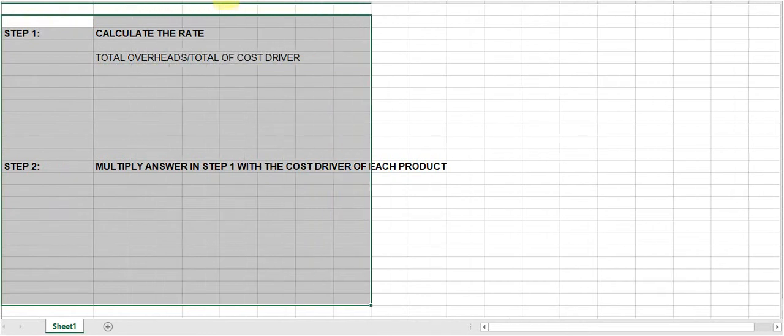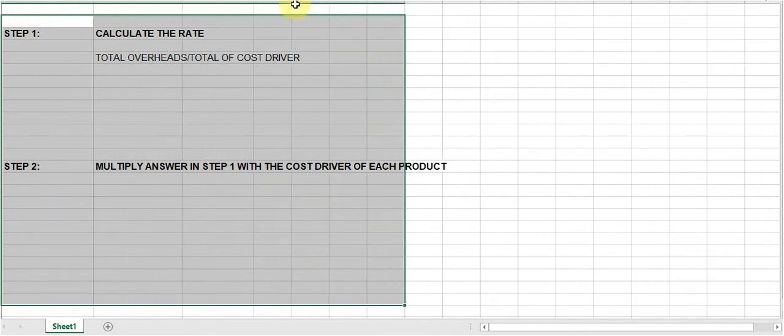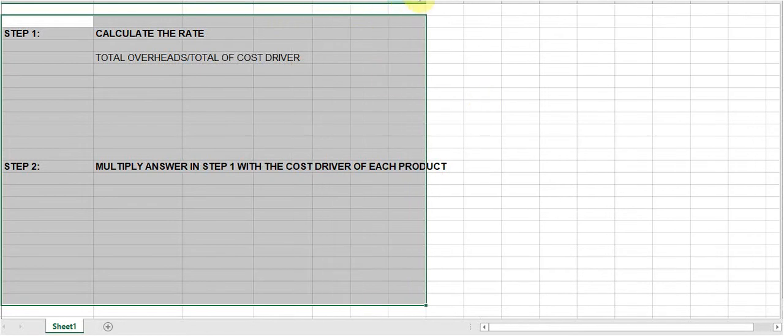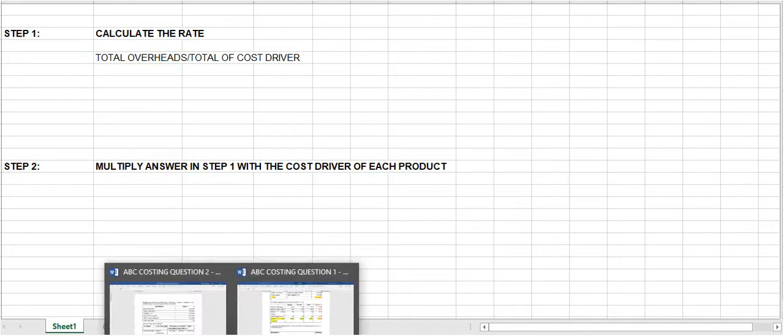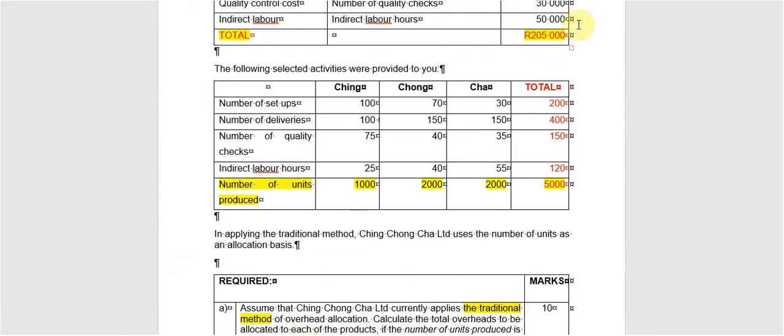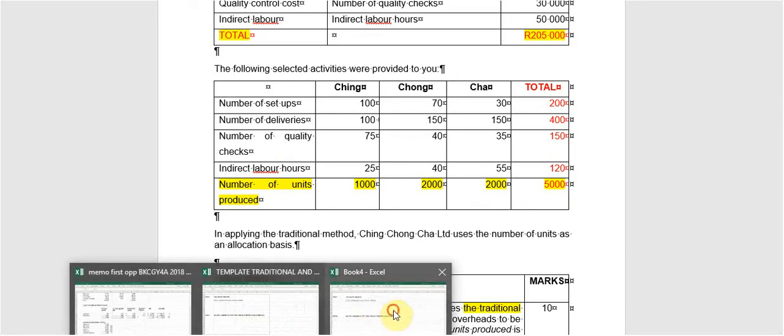So I have divided traditional costing into two steps. You will observe that the first step says you need to calculate the rate. All right, so we use the formula as stated in the slideshow. You take the total overheads and you divide it by the total cost driver. If I go back to my question, I already have the total overheads. It's 205,000, and of the cost driver, I know it's 5,000. So I'm just going back to my memo to fill it out.